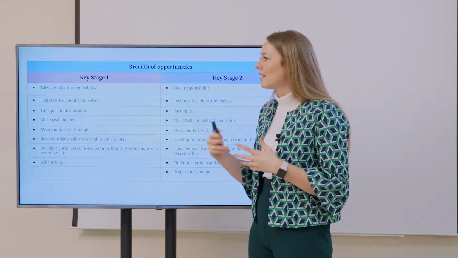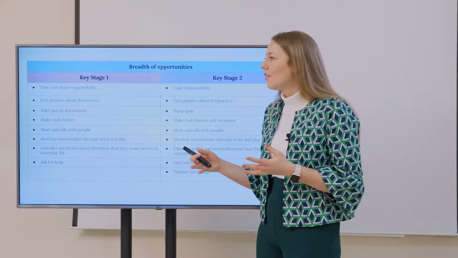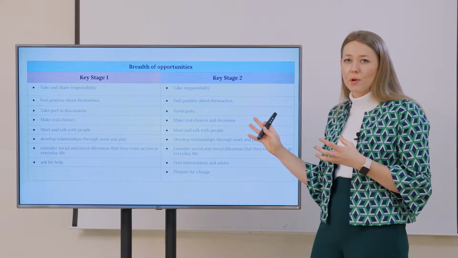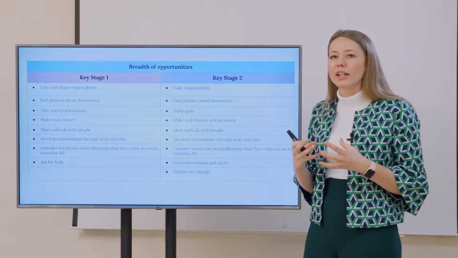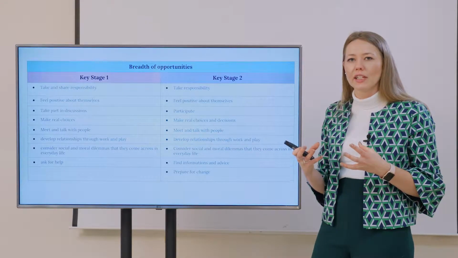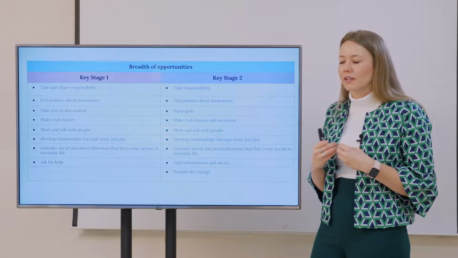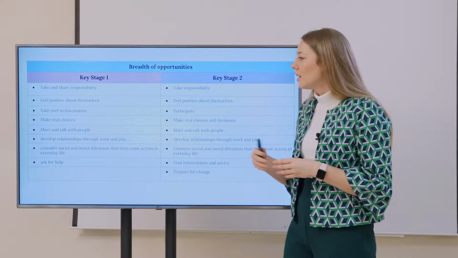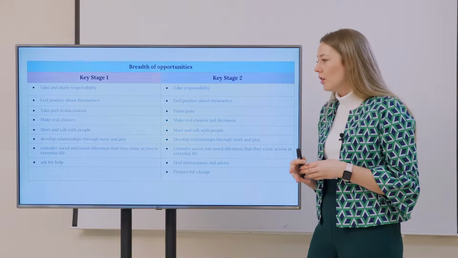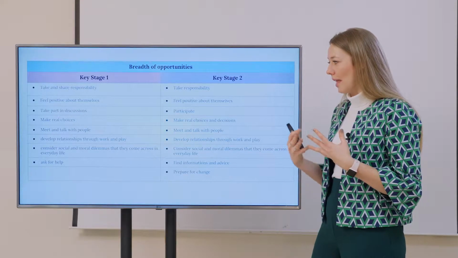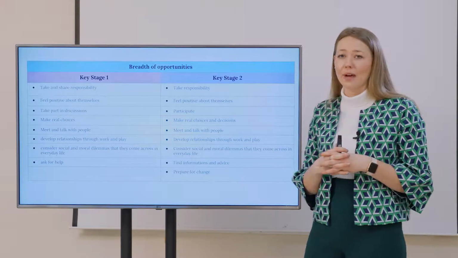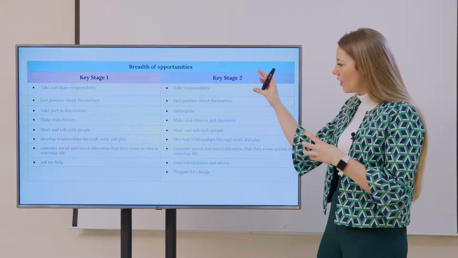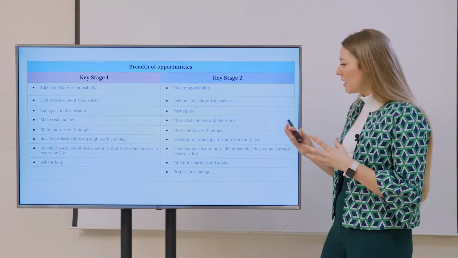Down in Key Stage 1, it is taking and sharing responsibility, feeling positive about themselves, taking part in discussions, we've seen that one before under different strands, making real life choices, giving them the opportunity to be independent and to make those choices. Meet and talk with people, that certainly happens often at school. Develop relationships through work and play. Consider social and moral dilemmas that they may come across in everyday life, and of course, how to ask for help.